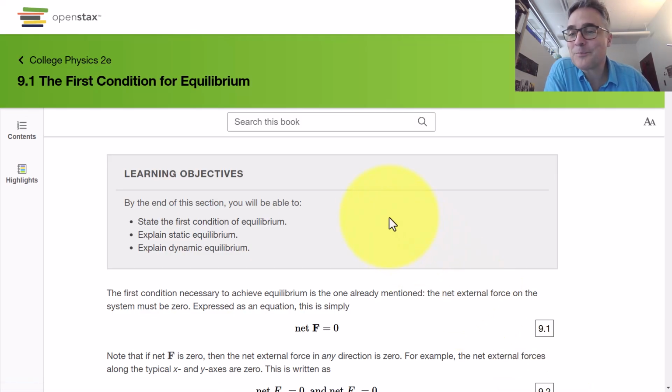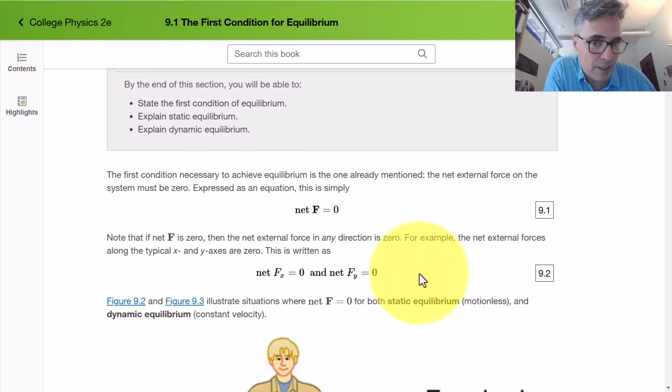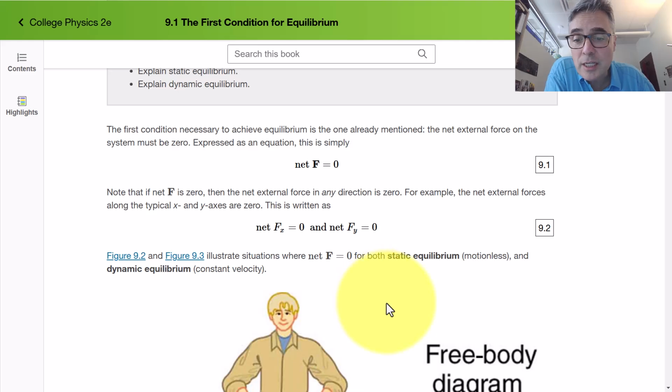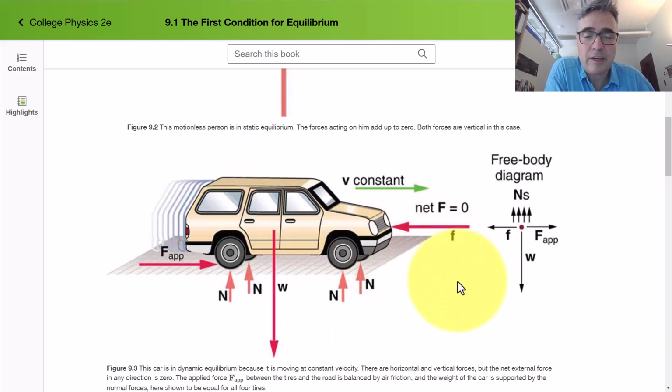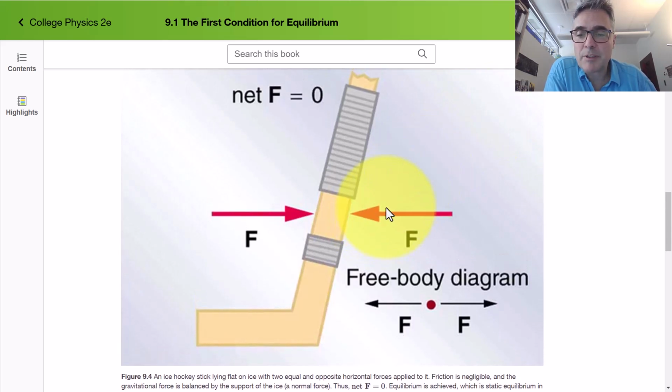Okay, so section 9.1 is called the first condition for equilibrium, which is simply that the net force is zero, meaning that the acceleration is zero. And we've definitely talked about that quite a lot. But the idea here is that just because the net force is zero doesn't necessarily mean that the object doesn't move at all. So they give an example of an ice hockey stick lying flat on the ice with two equal and opposite horizontal forces. When you draw a free body diagram and add these two forces, you get zero net force. And that makes sense. This won't move.